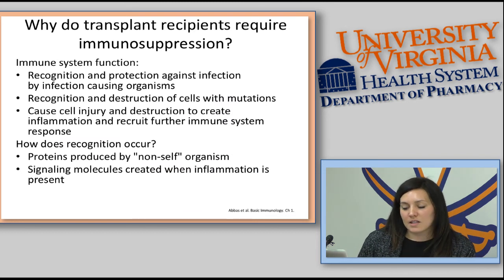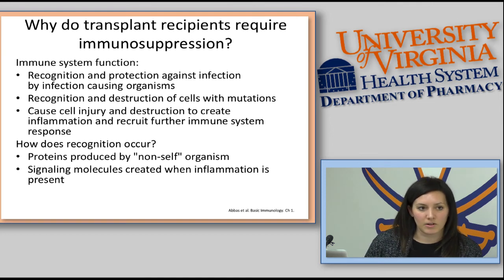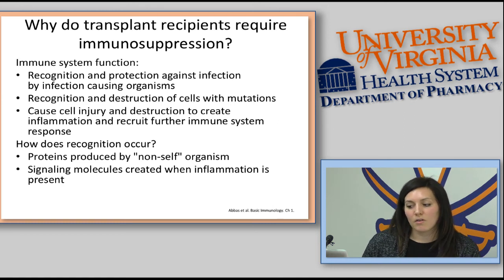As I've mentioned, the functions of the immune system are pretty broad, and I'll summarize them now. The immune system functions to recognize and protect against infection by infection-causing organisms. So this could be bacteria, virus, or fungus. It also recognizes and destroys cells with mutations. For example, with cancer cells that have mutations occurring, the immune system can recognize and help to eliminate or slow down the division of those cells.